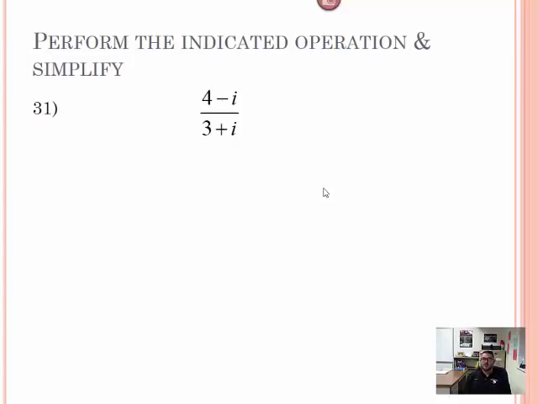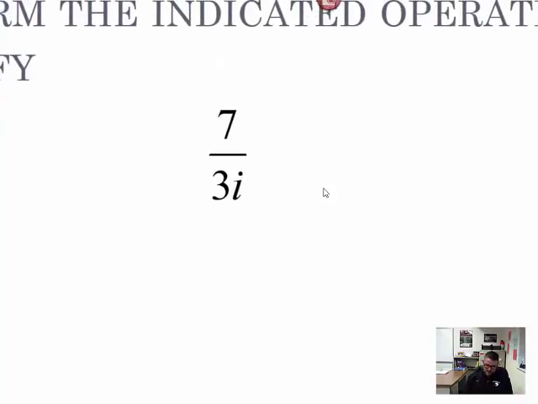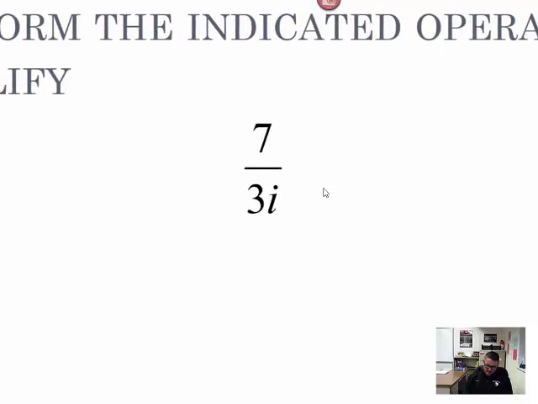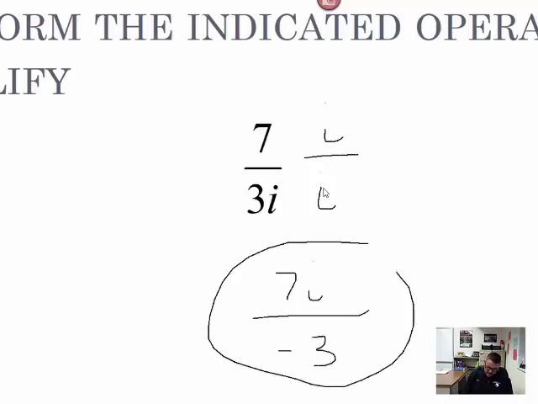Same thing for this one, you would multiply by the conjugate, which would be 3 minus i. And then in this one, all you would have to do is multiply by i. So when I do that, I multiply by i, I get 7i in the numerator. In the denominator, I would get negative 3 because i times i is like negative 1 times 3, so 7i over negative 3.